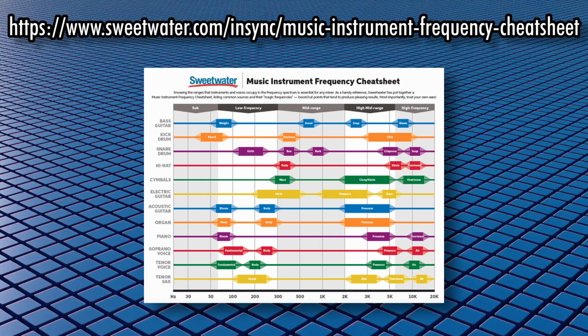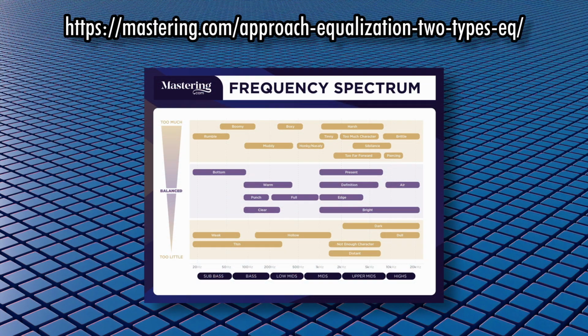There are well-known groups of frequencies that can help you use EQ. Sweetwater Sound has a great chart in their website which lists many common instruments and ranges for boosts or cuts with a description of each range. There's another great chart at mastering.com. Their chart shows what happens when there is too little or too much of any frequency. Now that you have some background, let's talk about the tools you have available with EQ.